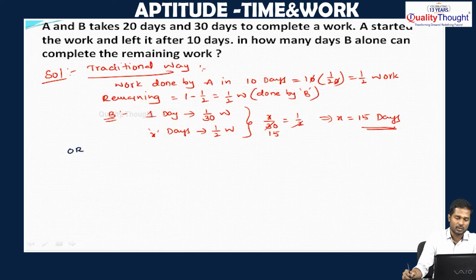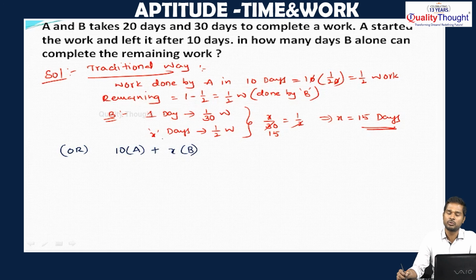Or I can also solve this question as, how can we do it? Let us see. A worked for 10 days and left it. That means the 10 days work of A plus x days work of B. I do not know how many days B needs to work now to complete the work. So 10 days work of A plus x days work of B, they both are doing the same work, so the total amount of work is equal to 1.